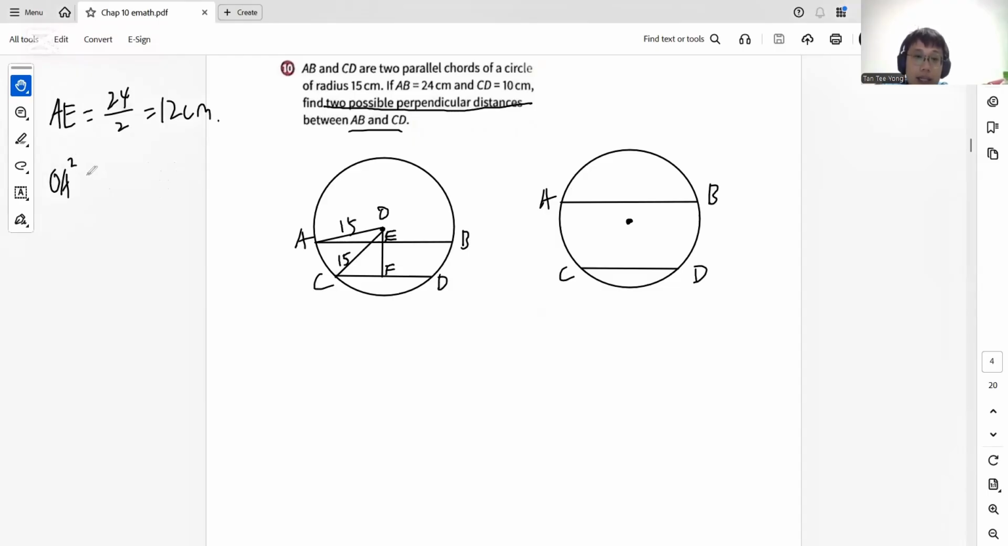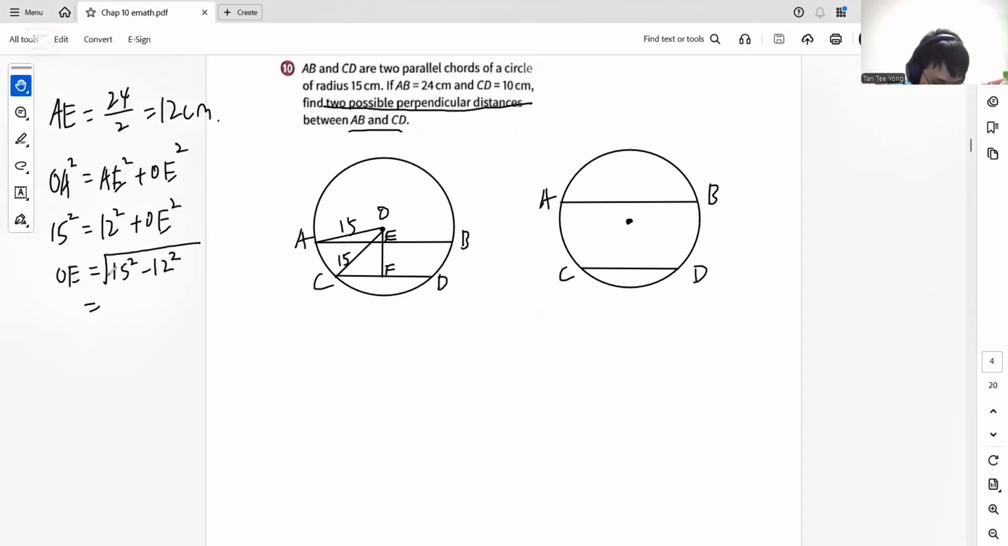OA square is equal to AE square plus OE square. Right, so I want to find OE. So OA square is 15 square, equals AE square, which is 12 square, plus OE square. So OE is equal to square root of 15 square minus 12 square. Let's do the calculation. So 9. Okay, so OE is 9.